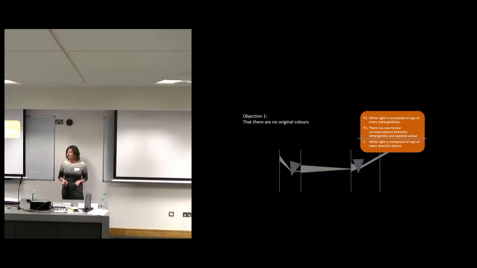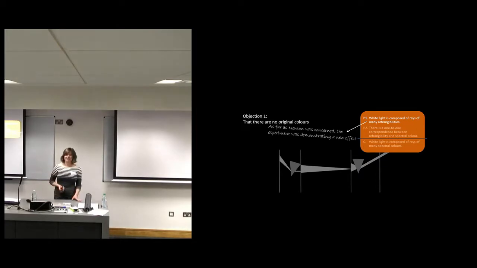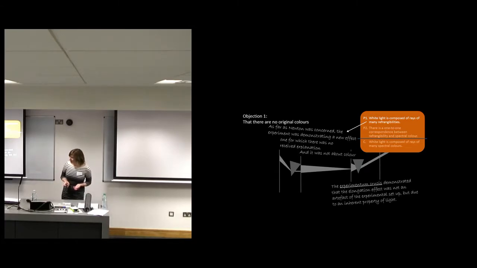Okay, so on Newton's view, we saw that this is the proposition that Newton thinks this experimentum crucis supports, that white light is composed of rays of many refrangibilities. And so as far as Newton was concerned, the experiment was demonstrating a new effect. It's an effect that there was no received explanation for, and it was not about colour, as we said. So, as far as Newton was concerned, the experimentum crucis demonstrated that the elongation effect was not an artifact of the experimental setup, but due to an inherent property of light.